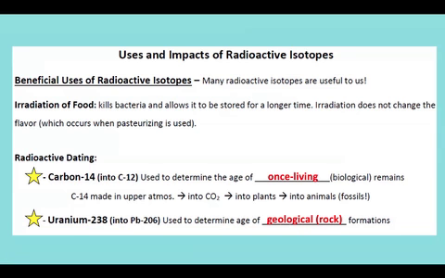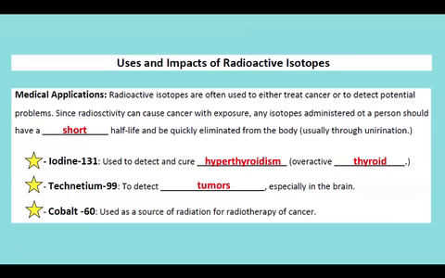Uranium-238 is used to determine the age of geological formations or rocks. It has an incredibly long half-life, so we can use it to measure those types of materials because it's still present in them. The other 3 are all medical applications. You'll find that they all have relatively shorter half-lives because they're interacting with your body, so we want them to be completely eliminated from the body.